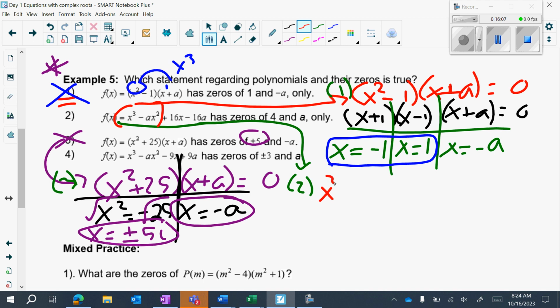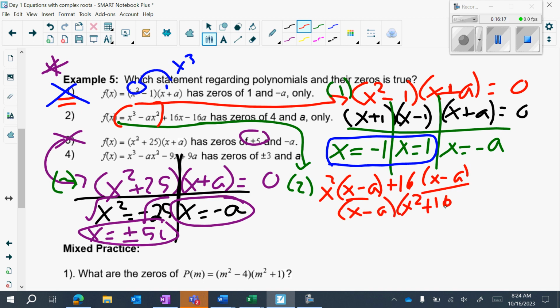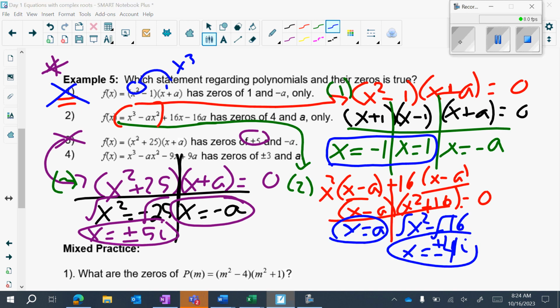So we're going to get x squared times x minus a, plus 16 times x minus a, common bubble x minus a. The other one is going to be x squared plus 16. Now set that equal to 0 and see what you get for your roots. Stop it here. For this one, I got x equals a and x equals positive and negative 4i. So if you look at this choice, this is incorrect, because it says x equals 4 and x equals a. So the final answer has to be choice 4.